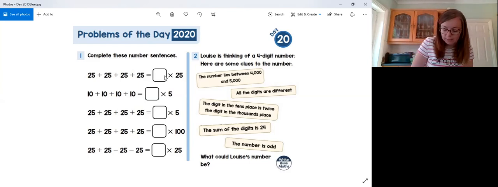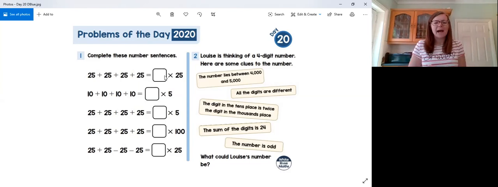Okay, same principle for this one then. How many lots of 5 do you have in 25? So this time we have 4 bars, but instead of being worth 10, they're worth 25. Now, how many 5s make 25? That's right, it's 5. So that means for every 25, I have 5 5s. 1, 2, 3.